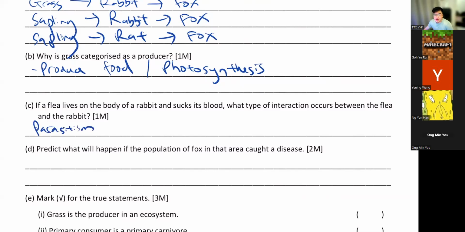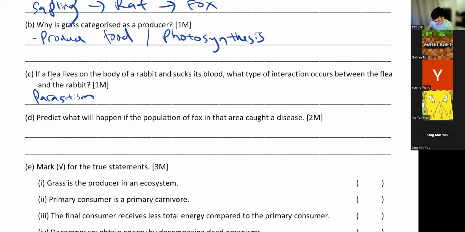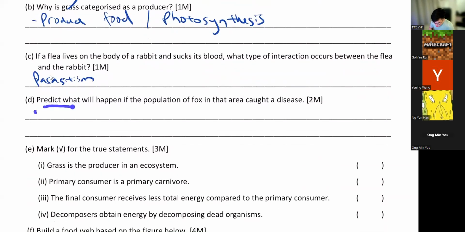So you have a parasite living on you, right? There's a movie called Parasite, the Korean movie. Right. Anyway, so D: predict what will happen if the population of frogs in the area caught the disease.